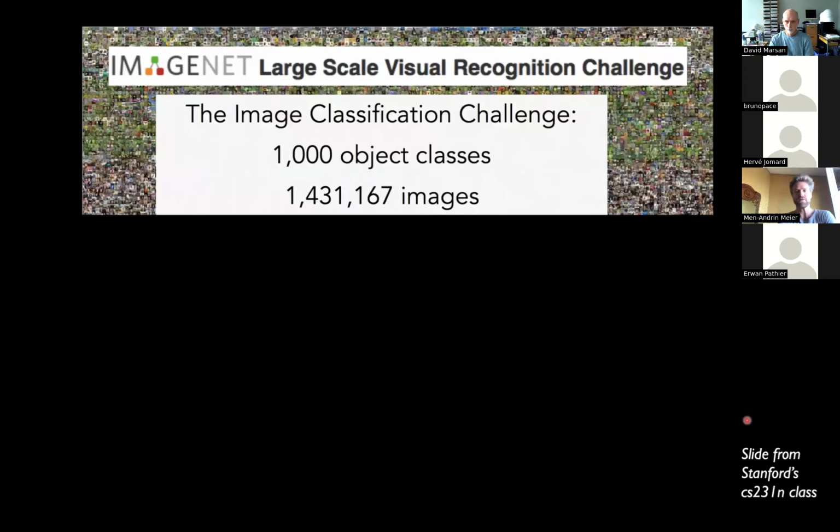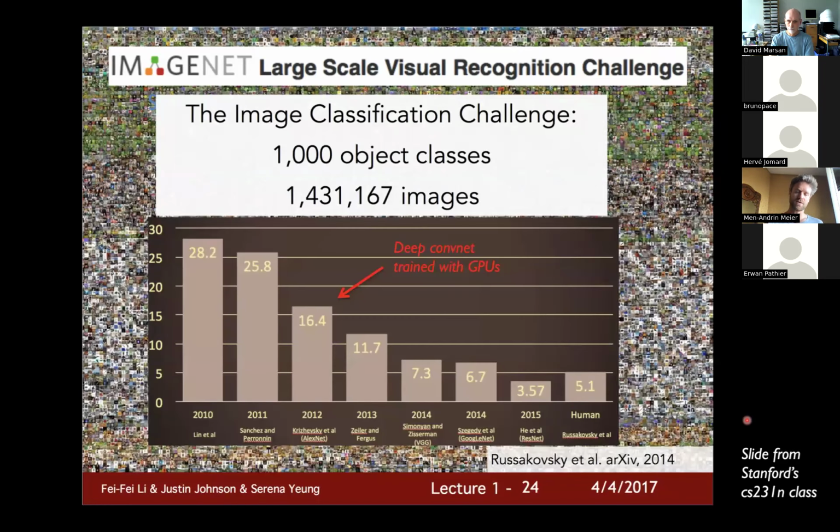So there has been for a long time now the image classification challenge, which is about computer vision. What you see in the background are images with objects in them. They have 1,000 different types of objects, and they have 1.4-ish million images of them. The challenge is to write an algorithm that classifies these images into the 1,000 different classes effectively.